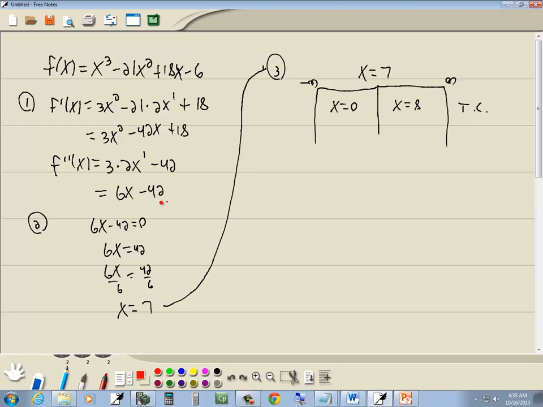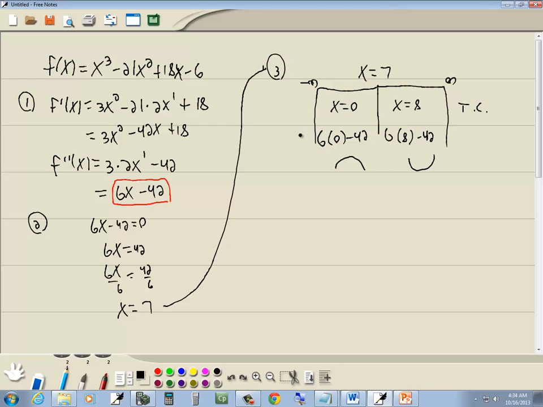Probably no use to do this on the calculator. It's pretty simple on this problem. Our second derivative is 6x minus 42, so I'll put in 0 for x. So I got 6 times 0 minus 42, which is negative, which means this is concave down. On this one, we got 6 times 8 minus 42, which is positive, so it's concave up. All we care about is the sign.